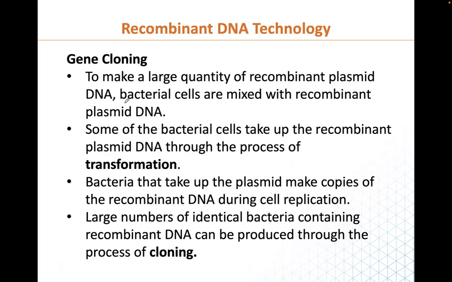Now let's talk about gene cloning. To make a large quantity of the recombinant DNA which we just produced, what do we do? The bacterial cells are mixed with the recombinant plasmid DNA, because the bacterial cells easily take up the recombinant DNA through the process of transformation.